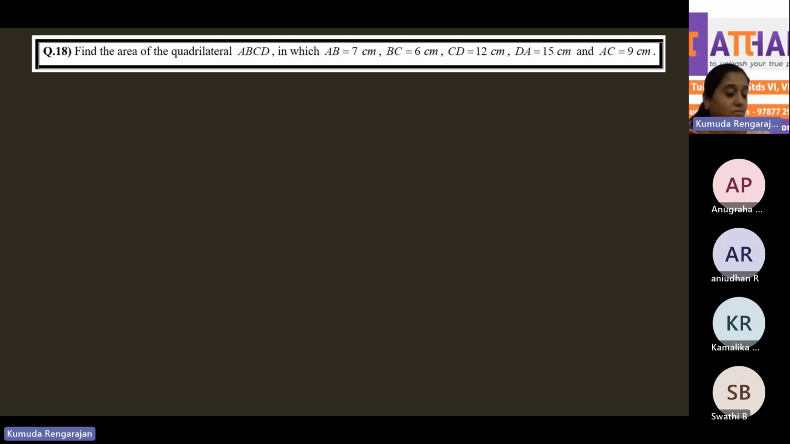AD is 7, BC 6, BD is 12, CD is 15, 13 and 15. A, B, C, D, and this is 9. Very good. So you should find the area of this triangle and add it. Very good.